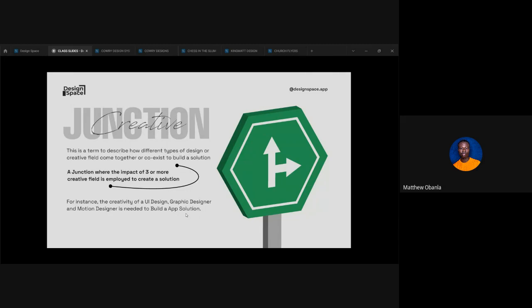It is due to the fact that some things on the Facebook app involve motion design, some stuff involves UI design, and some stuff involves graphic design. So that is where the creative junction comes in, where all the creative stuff meets together and everyone comes to contribute: "Oh, this is what we need to do. This is how we need to do it."